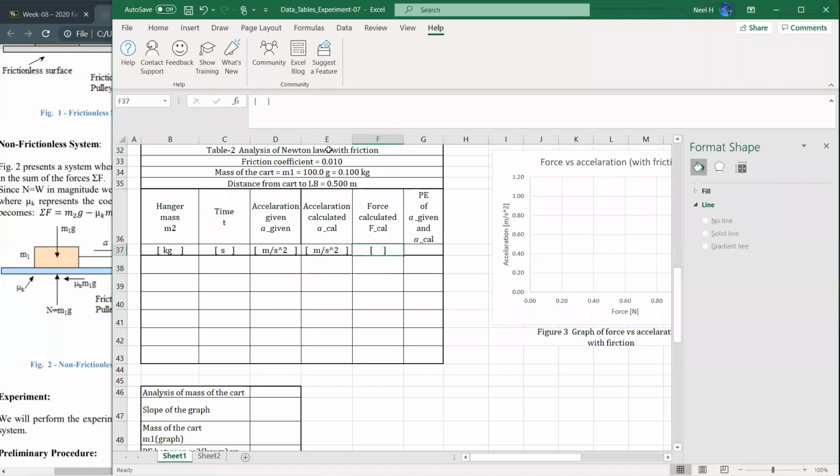And force we're going to calculate by using that equation. Unit Newton. We're going to check the acceleration percentage error, same as done earlier.